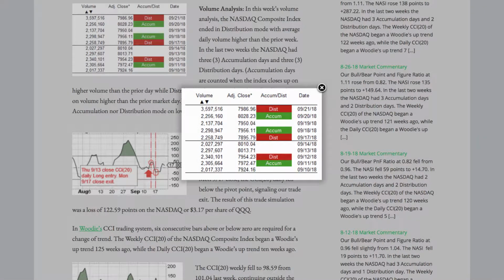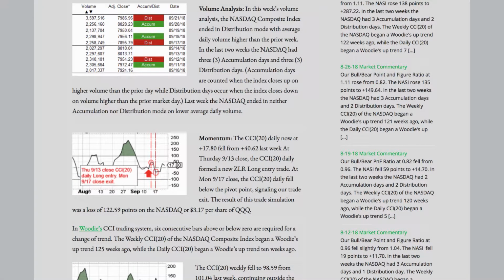Volume analysis. In this week's volume analysis, the Nasdaq Composite Index ended in distribution mode, with average daily volume higher than the prior week. In the last 2 weeks, the Nasdaq had 3 accumulation days and 3 distribution days. Accumulation days are counted when the index closes up on higher volume than the prior market day, while distribution days occur when the index closes down on volume higher than the prior market day. Last week, the Nasdaq ended in neither accumulation nor distribution mode, on lower average daily volume.